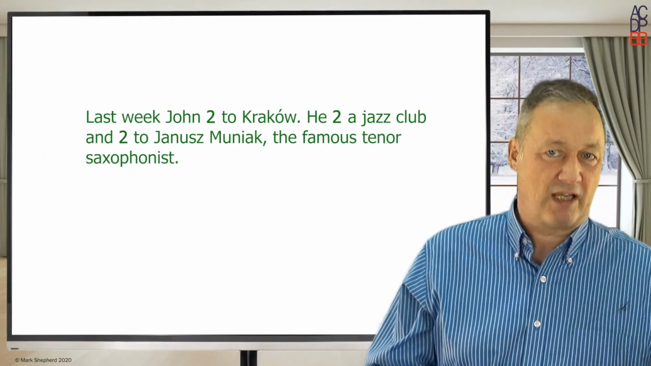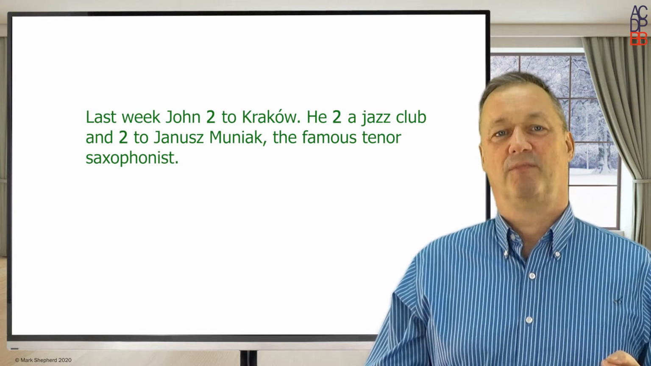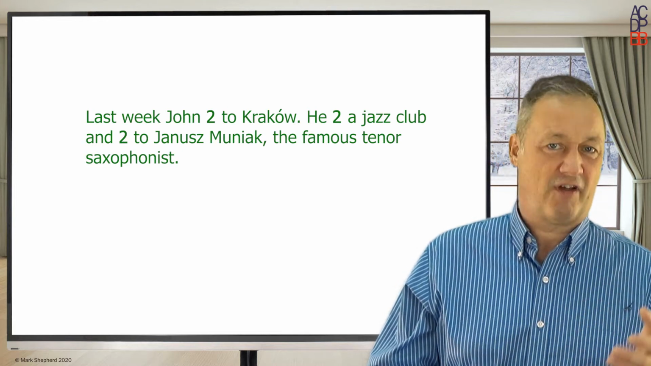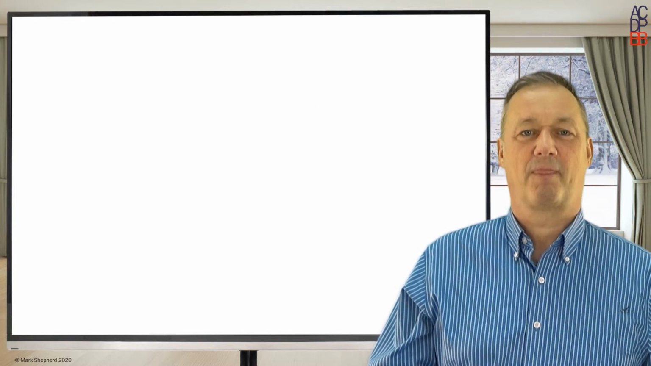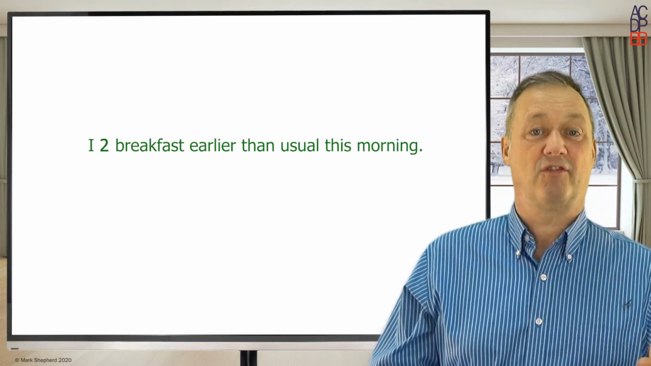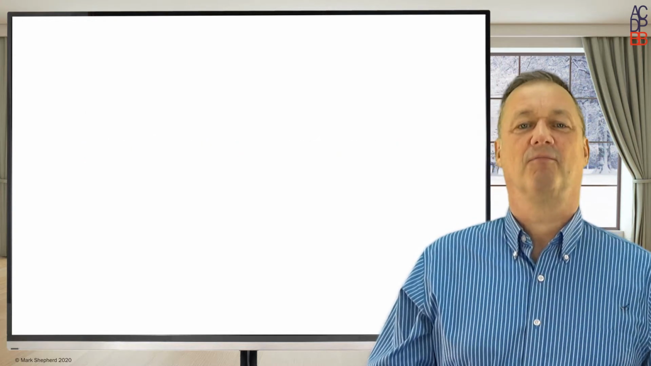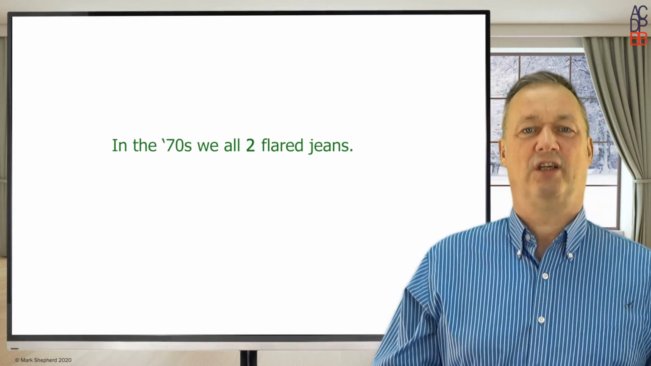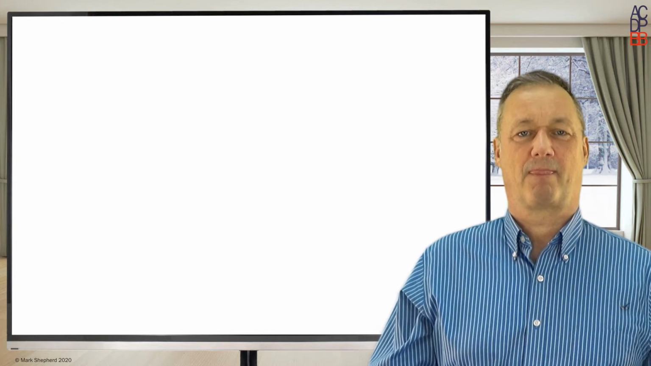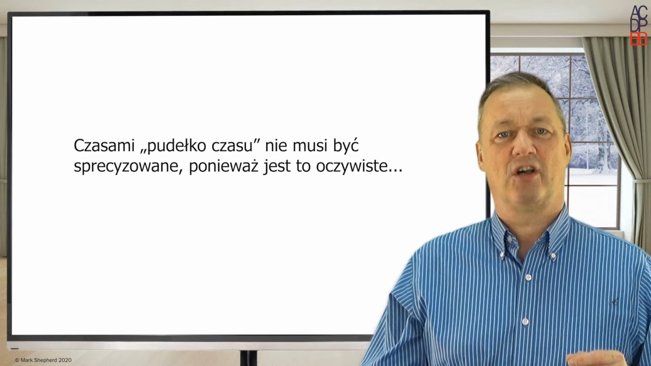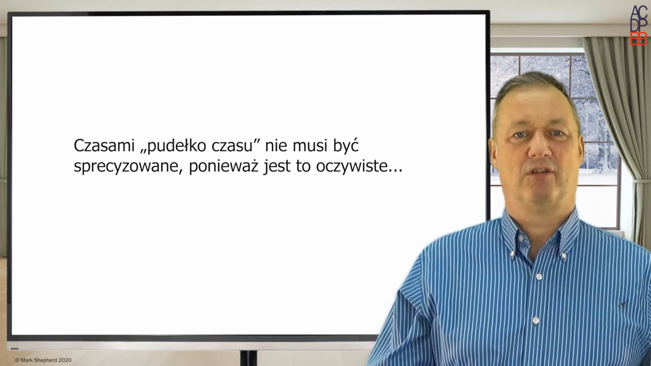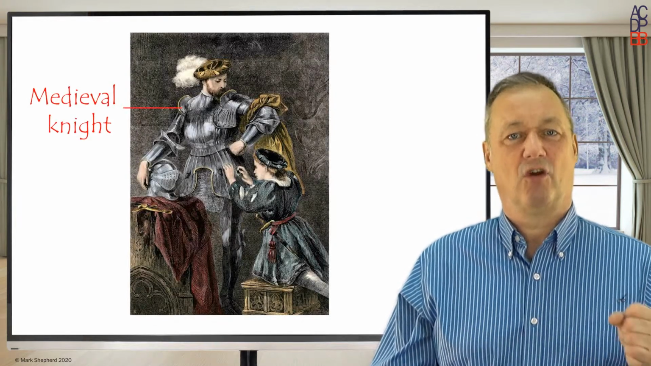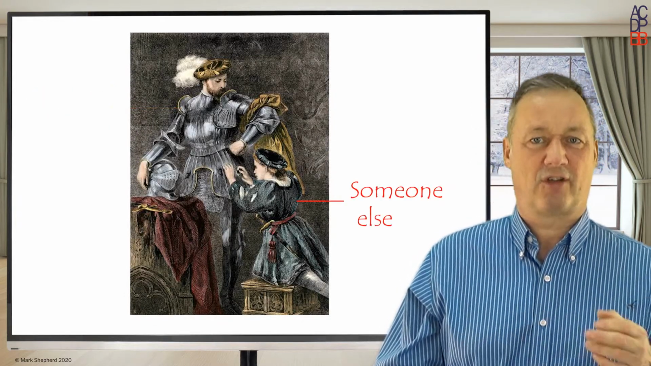So, last week, John went to Kraków. He visited a jazz club and listened to Janusz Muniak, the famous tenor saxophonist. I ate breakfast earlier than usual this morning. In the 70s, we all wore flared jeans. Now, sometimes the box of time doesn't need to be named because it's obvious. Medieval knights wore armour, but someone else cleaned it for them.